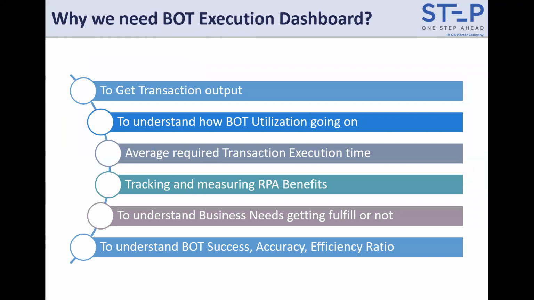Why do we need a bot execution dashboard or metrics? Let's say we have implemented RPA in an organization, and the bot is running fine, performing end-to-end transactions. That alone is not the success of the RPA implementation; that's just one thing you have achieved. After that, whatever output your bot gives, we need to measure it, whether it is at a success level or not. We need to check that as an RPA consultant. For that, bot execution metrics or a dashboard is very important.